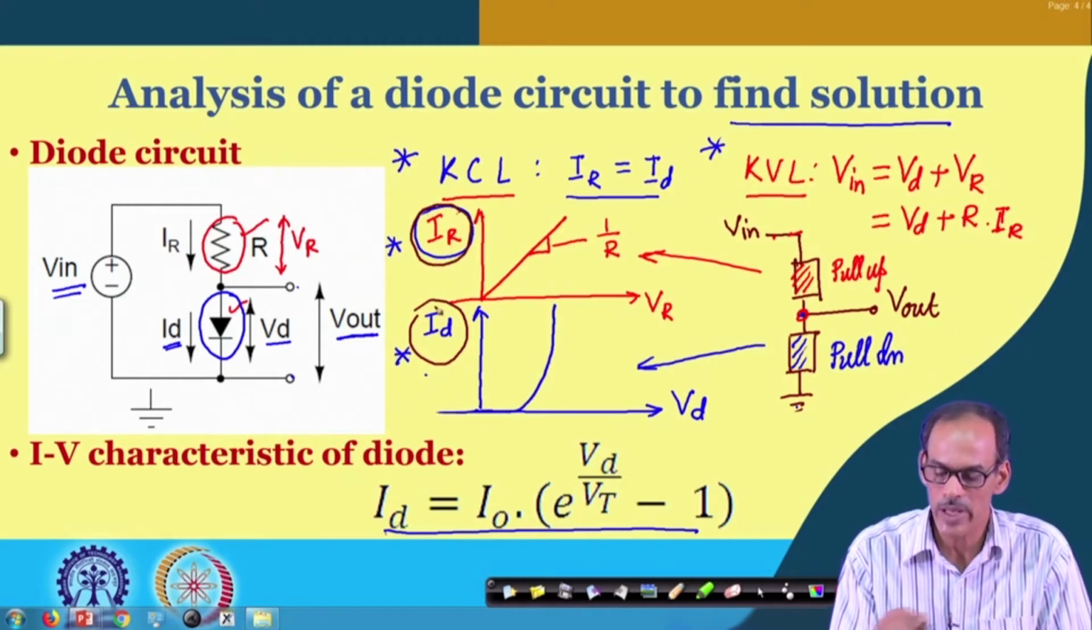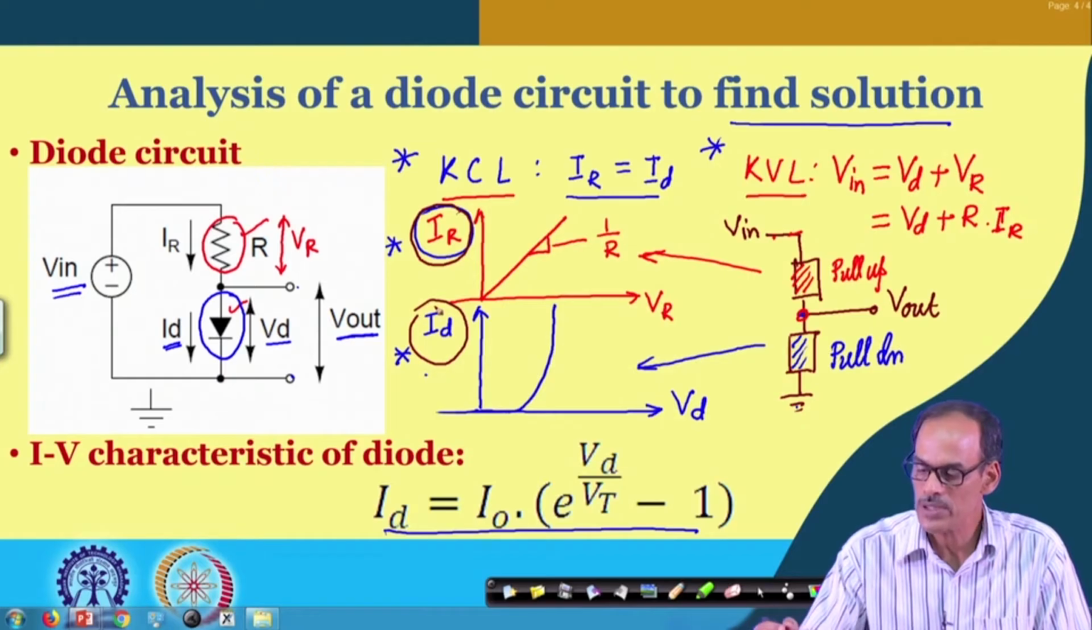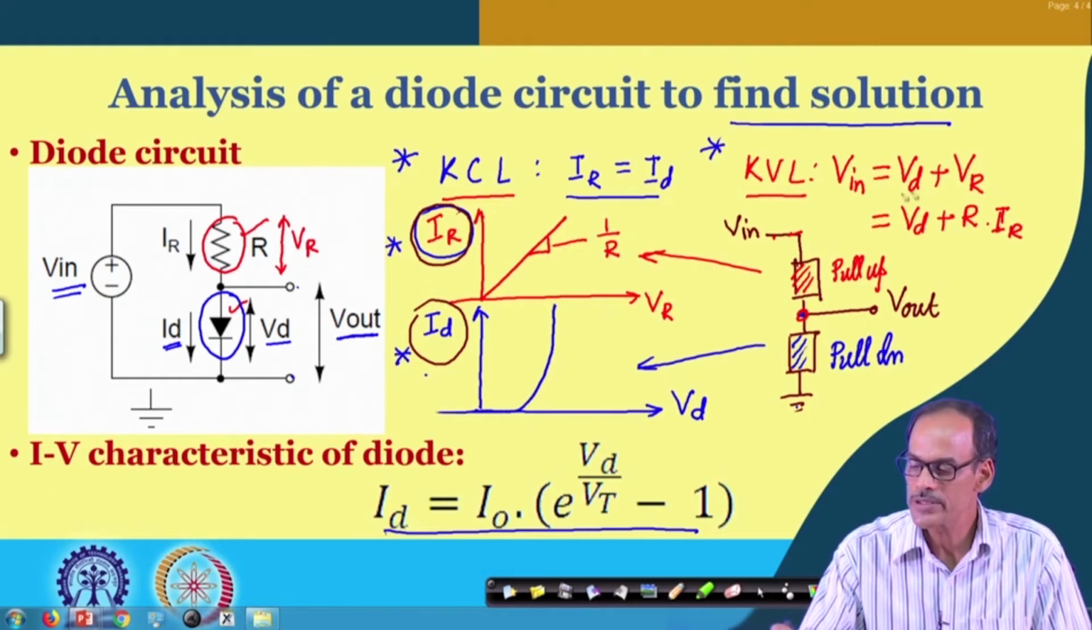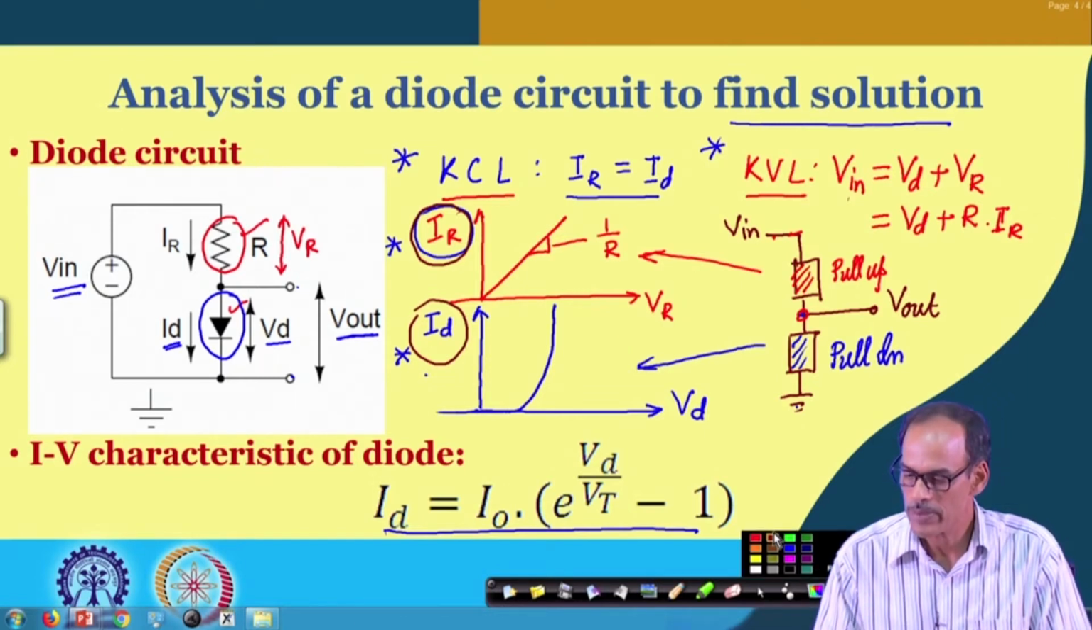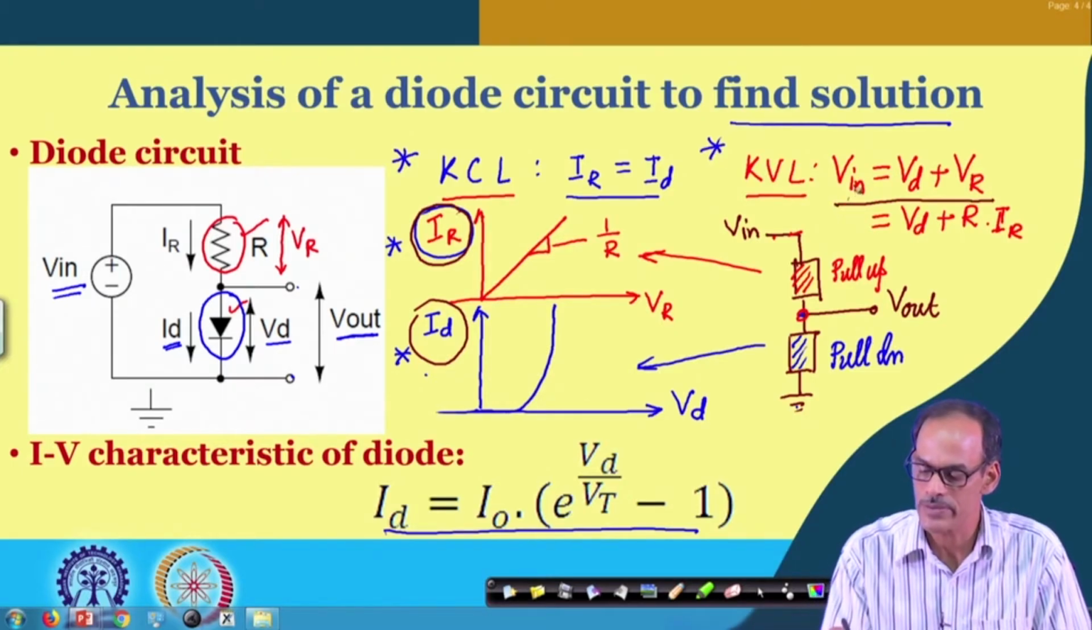Now, KCL suggests that this current and this current, these two currents, are equal. So, we can say these two y axes are equal. On the other hand, by following the KVL, I can rewrite VR: VR equals V in minus V d.